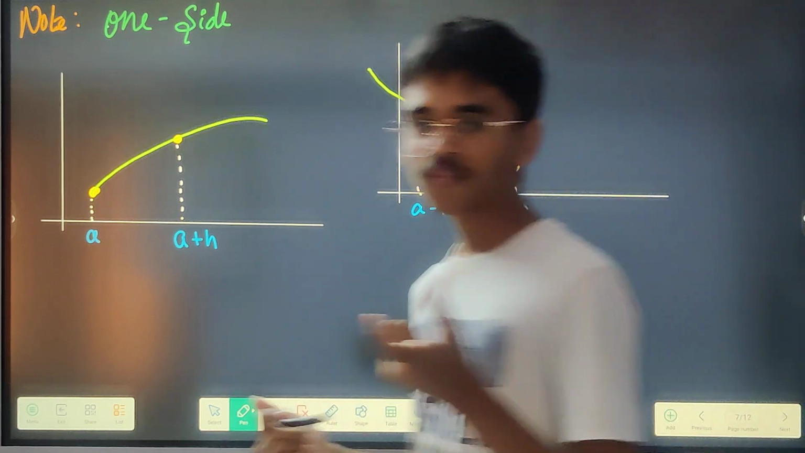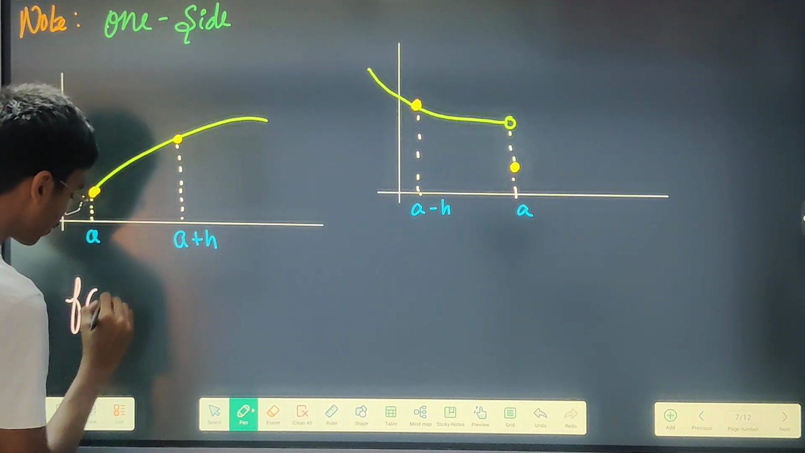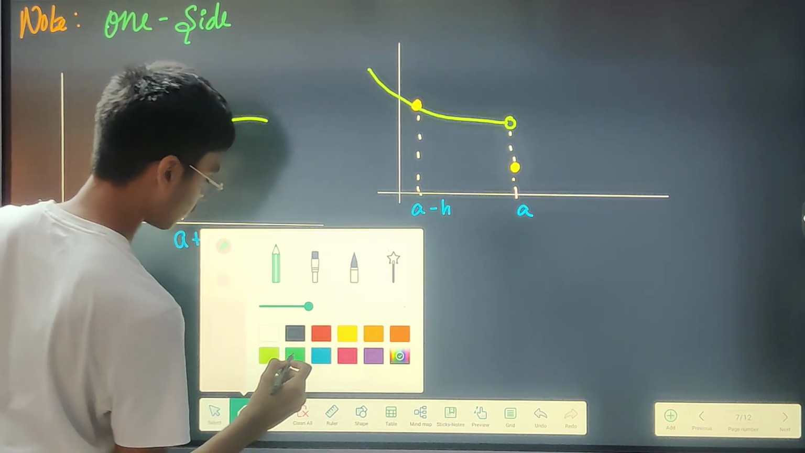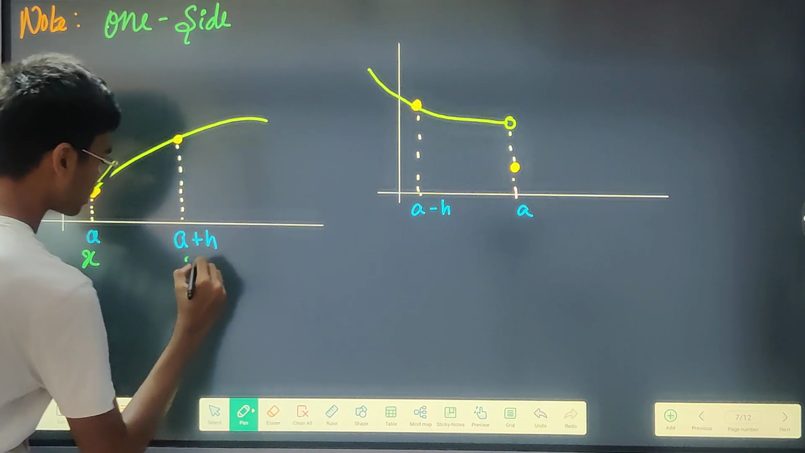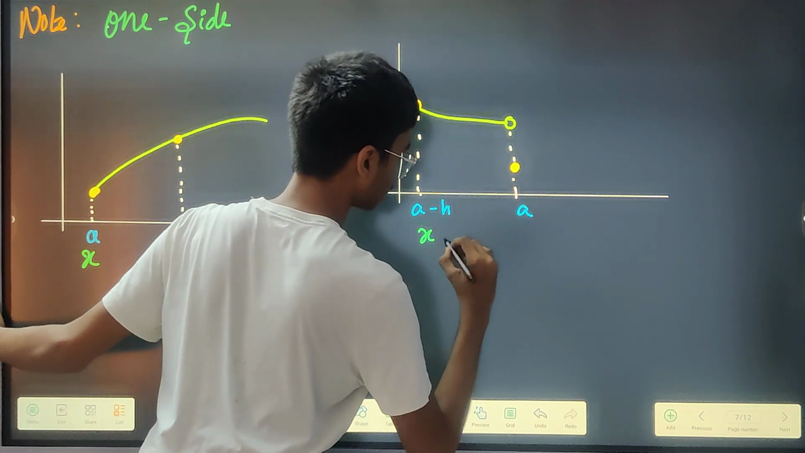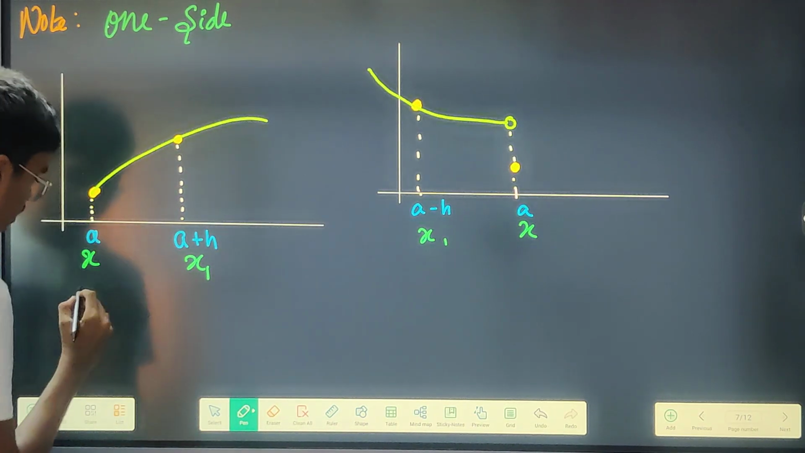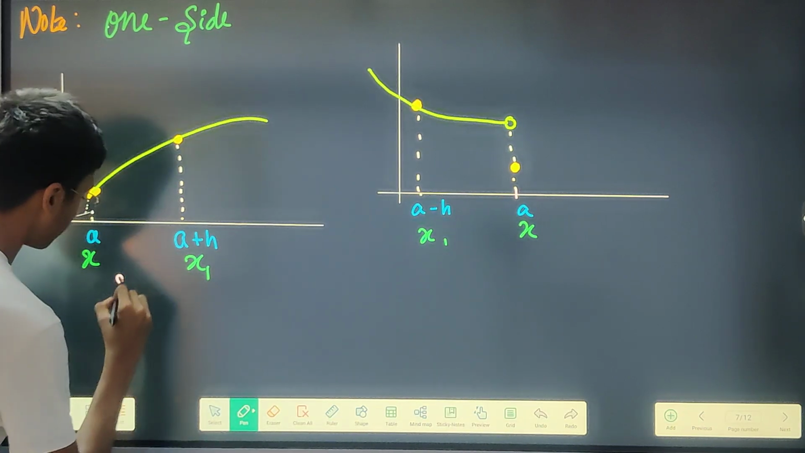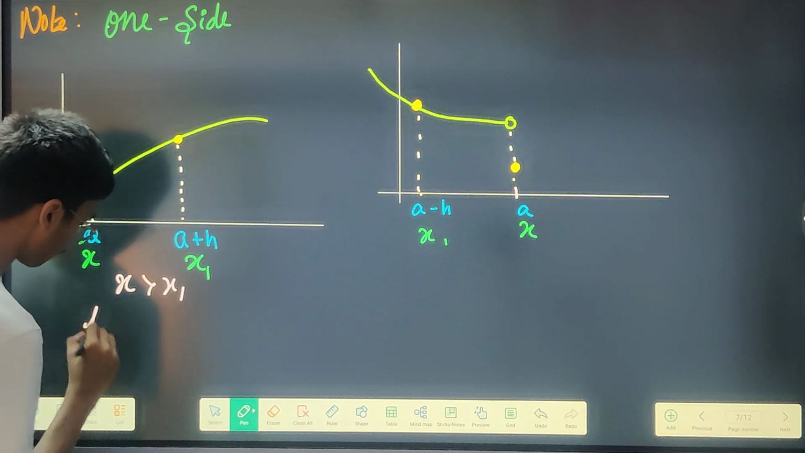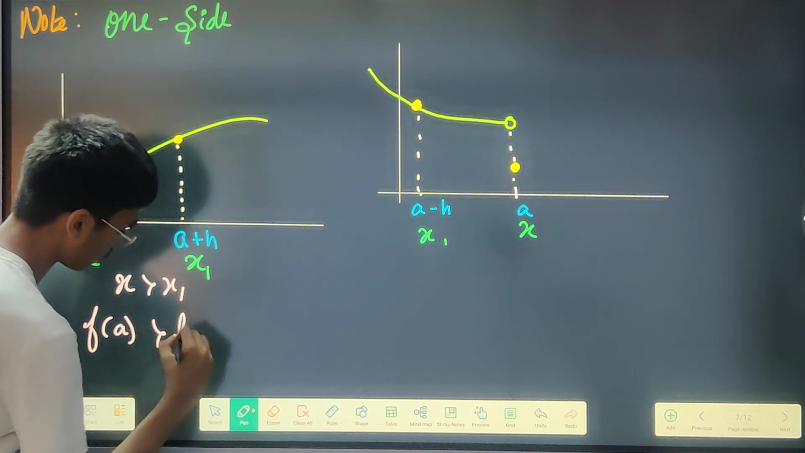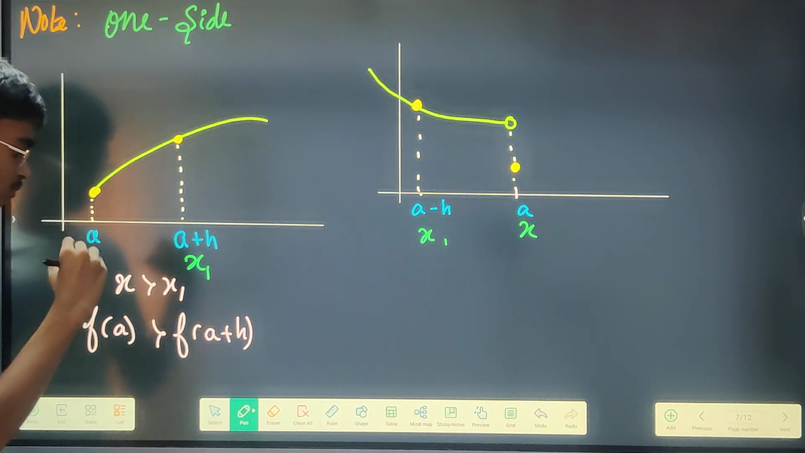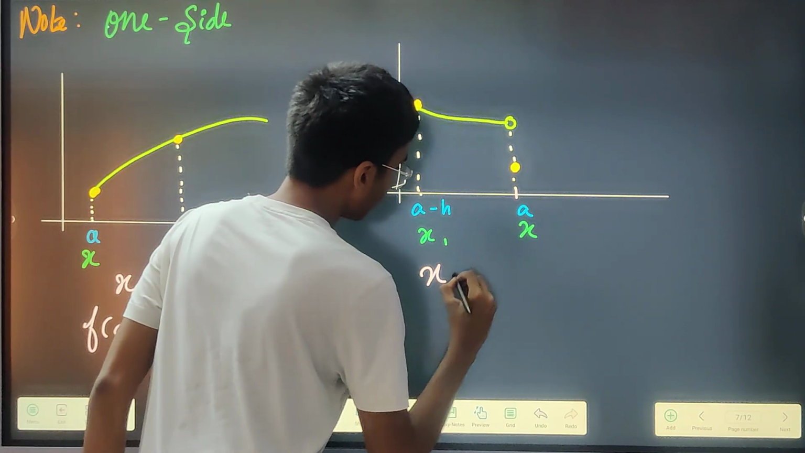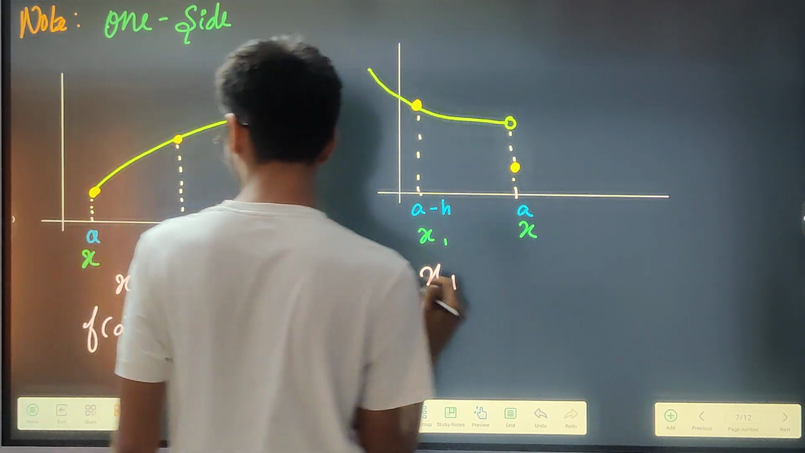So in this time, all you have to do is, here f of a should be, wait, we shall keep this as x and then x1. This has to be x1 and then x. Note x should be greater than x1, and then f of a should be greater than f of a plus h. Okay, wait, is this correct? No, this is wrong.